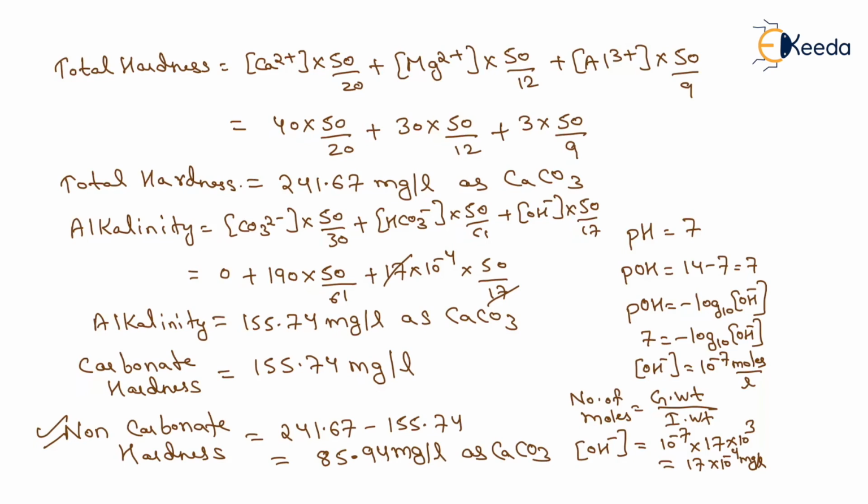Okay students, if pH is given, we can determine the concentration of OH- in milligram per liter, and we put this value in alkalinity and determine the alkalinity value. From alkalinity and total hardness, we can determine the carbonate hardness, because it is the minimum of total hardness and alkalinity. Then to find the non-carbonate hardness, we subtract the carbonate hardness from total hardness, which gives 85.94 milligram per liter as CaCO3 in this question. That is the complete solution of this question.